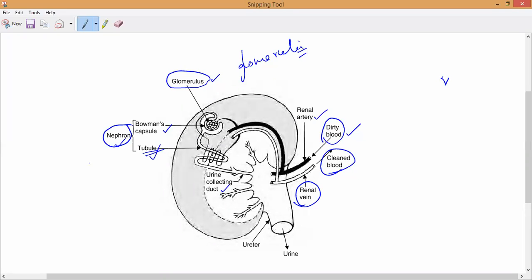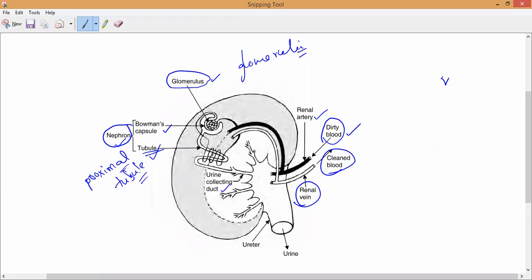Both are the same, proximal tubule or tubule. Please all of you note it down. Proximal tubule or tubule, both are the same, which is the lower part of the Bowman capsule that is connected to the urine collecting duct. That is what we call the proximal tubule, or we can call it the tubule. Do you understand, all of you?